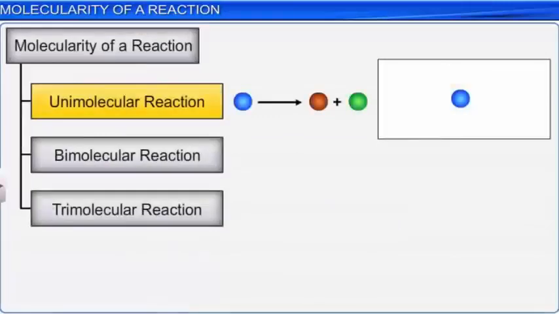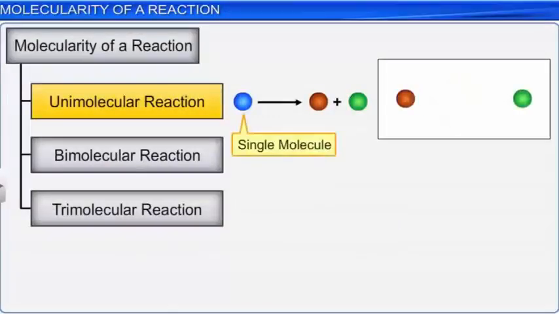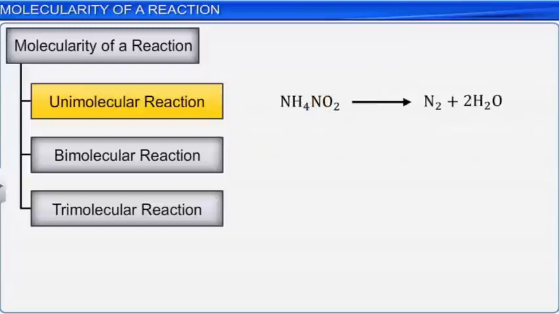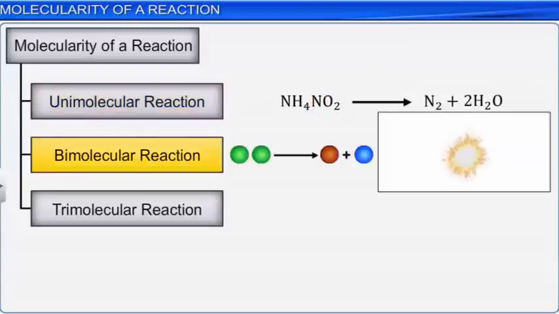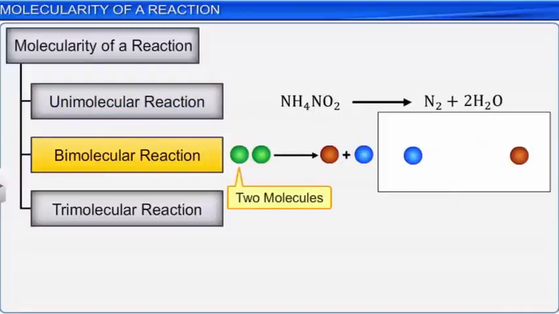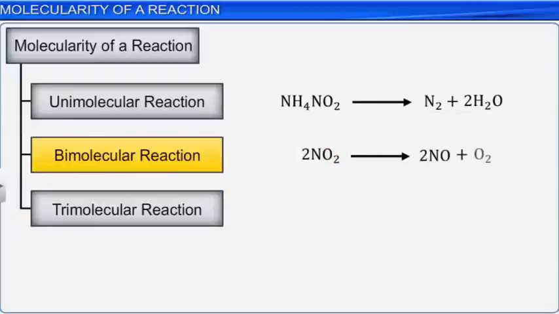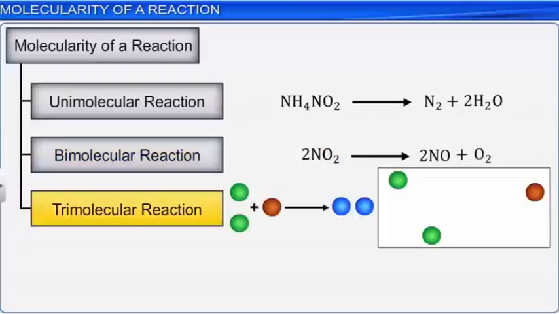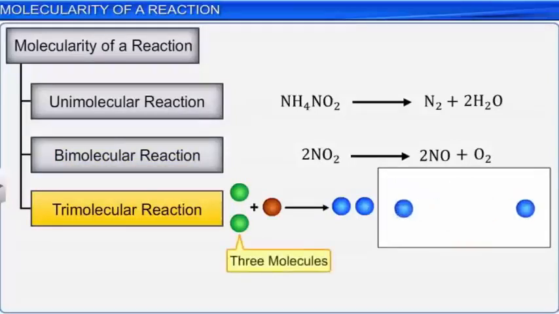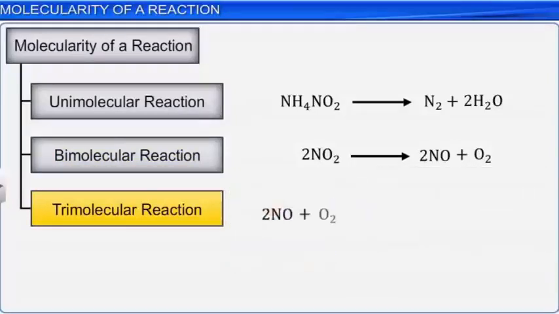A reaction in which only one molecule takes part is known as a unimolecular reaction. For example, the decomposition of ammonium nitrite. Bimolecular reactions involve two molecules. For example, the decomposition of nitrogen dioxide. Trimolecular reactions involve three molecules. For example, the combustion of nitric oxide.